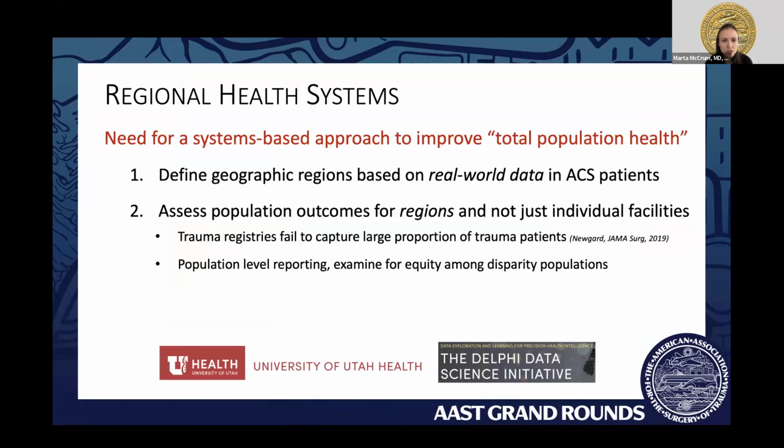So moving on, suggestion 2 would be to assess population outcomes for regions and not just individual hospitals. First off, trauma registries fail to capture large proportions of trauma patients. So using TQIP will not necessarily capture all the outcomes from the trauma patients that we care about. And then population reporting allows us to examine for equity among disparity populations. And this can be tricky.